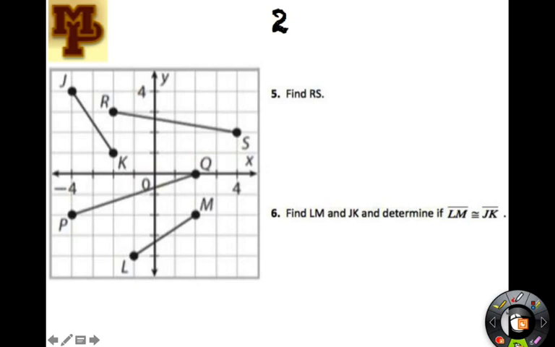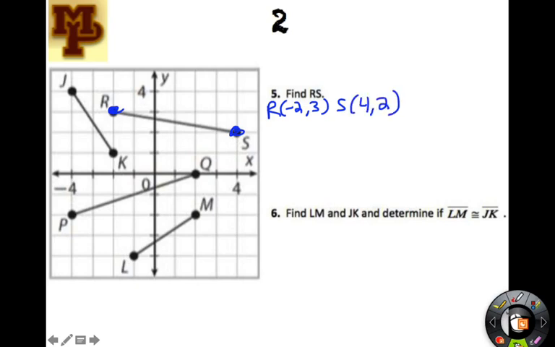Alright, so we want to find RS. To be able to find that length, we need coordinates. So let's get that down here. R has coordinates -2, 3. And S has coordinates, it looks like 1, 2, 3, 4, 2.